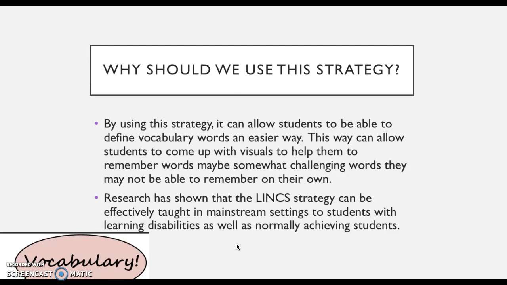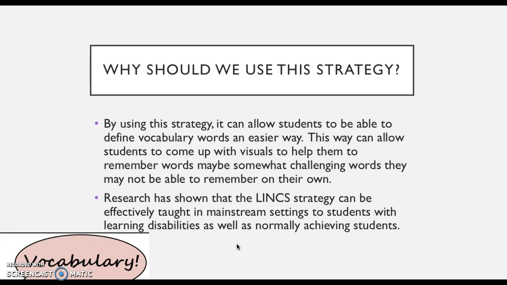Why should we use this strategy? By using the strategy, it can allow students to be able to define vocabulary words in an easier way. This way can allow students to come up with visuals to help them remember words that may be somewhat challenging or words that they may not be able to remember on their own.